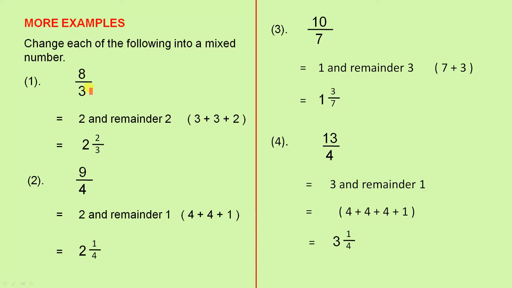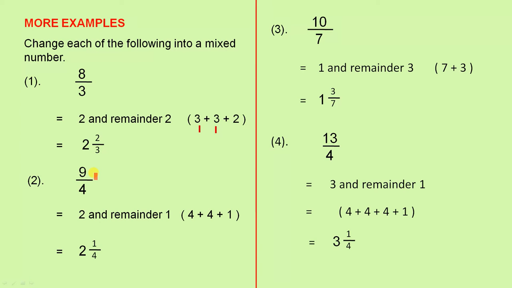We have 8 over 3. 3 divides into 8 twice and remainder 2. So the 3 goes in there twice because there are 2 of them, and the remainder is 2. So the answer as a mixed number is 2 and 2/3. The 2 represents how many times the 3 goes into 8. There's the remainder which goes on the numerator, and that is the original denominator.